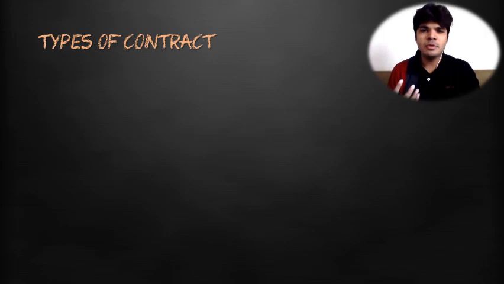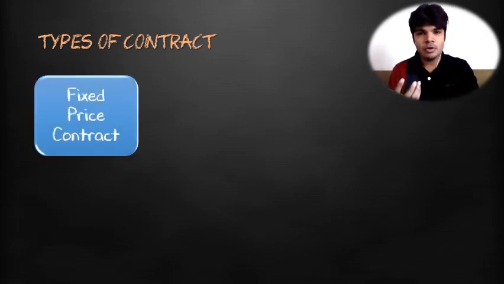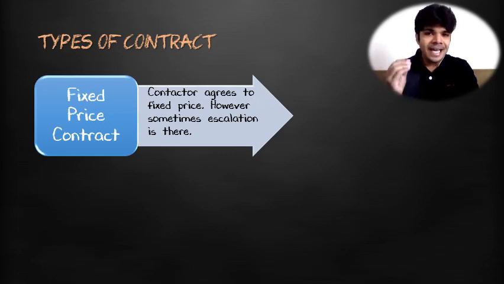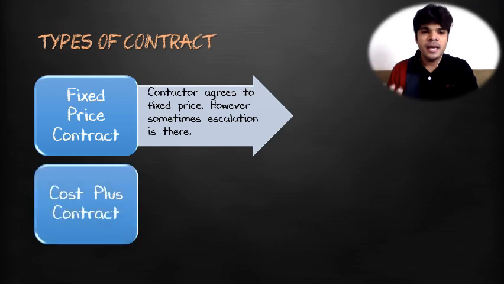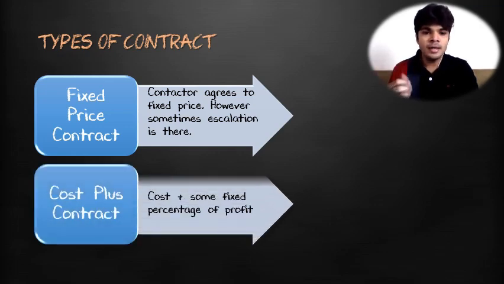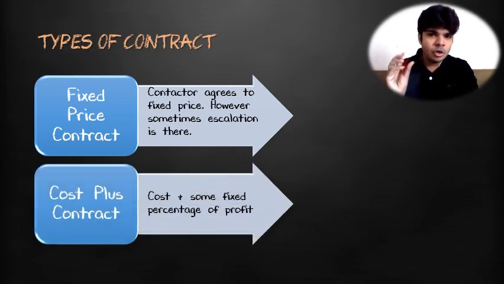Now what are the types of contract? There are mainly two types of contract. One is fixed price contract, in which contractor agrees to the fixed price, but sometimes escalation clause may be there. And the second is cost plus contract. In this case, fixed cost plus some percentage of profit or fees are given by the contractee to the contractor.